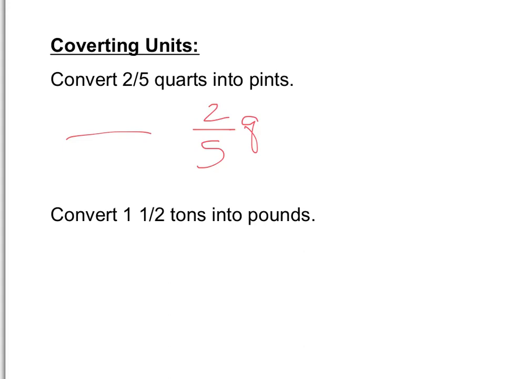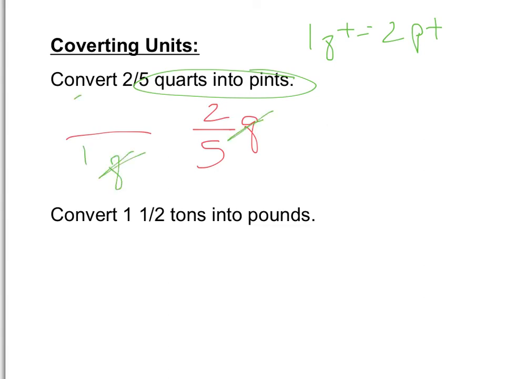I'm going to work on my conversion of quarts into pints, and we know that 1 quart equals 2 pints. So I'm going to do 1 quart down here, so that way these cross out. 2 pints up here. Then I take 2 times 2, which is 4. 1 times 5 is 5. So 4 divided by 5.